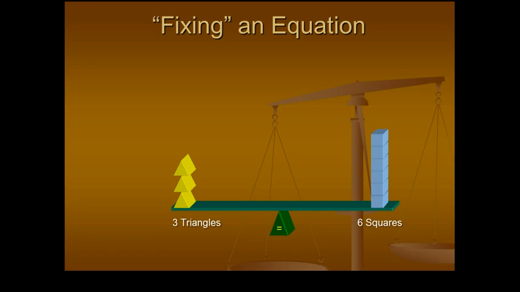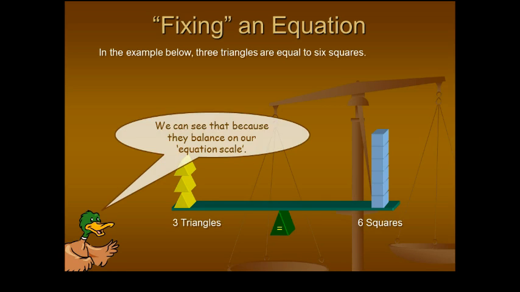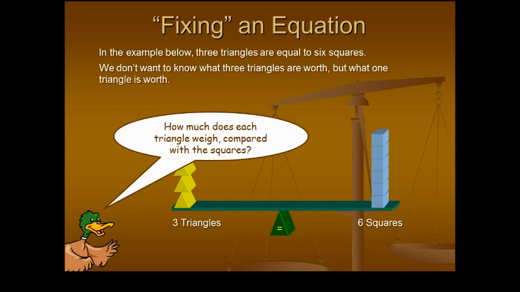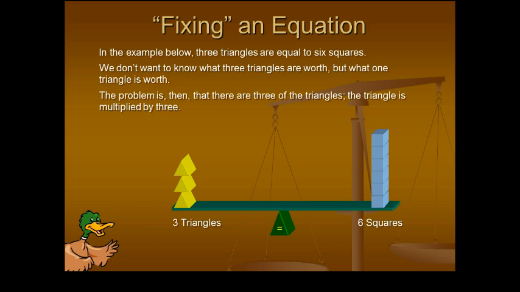Fixing an equation. In the example below, 3 triangles are equal to 6 squares. We can see that because they balance on our equation scale. We don't want to know what 3 triangles are worth, but what 1 triangle is worth. How much does each triangle weigh compared with the squares? The problem is then that there are 3 of the triangles. The triangle is multiplied by 3.